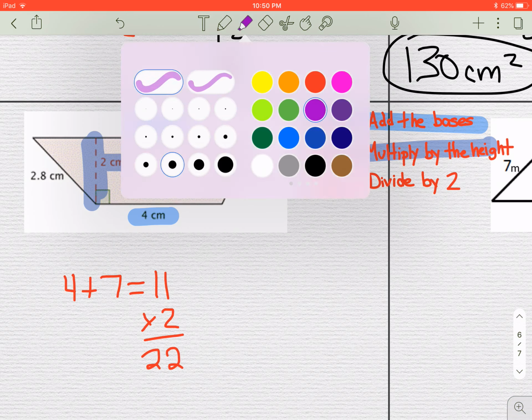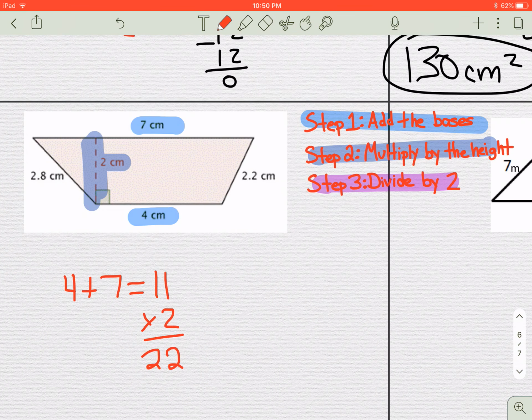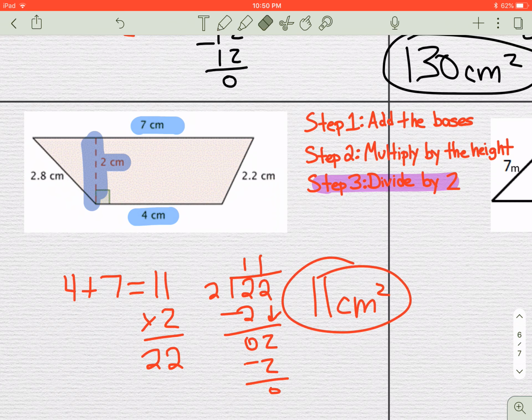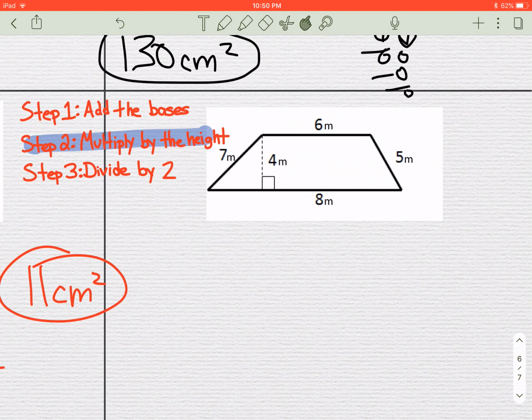And my last step is to divide by 2. So we take 22, divide it by 2, and I should get 11. So that should be a 2 there. 11 centimeters squared. And for the last one, try to get rid of that there. Oh, I'm sorry guys. There we go.